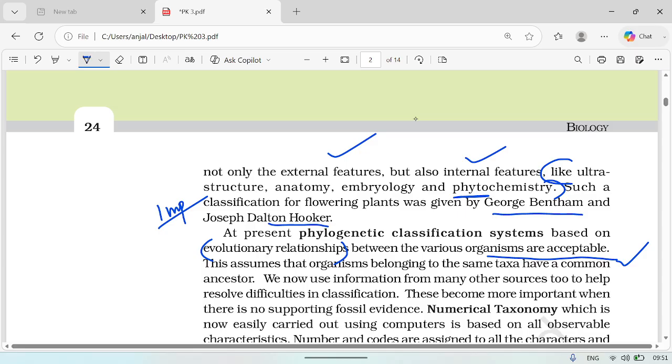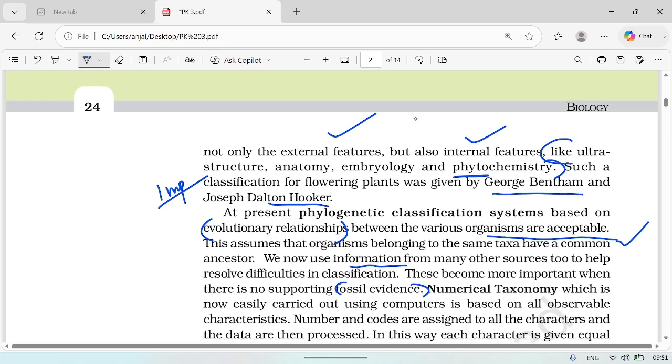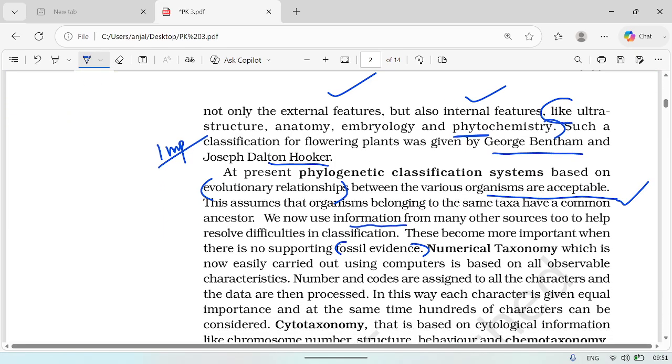And we now use information from many other sources too to help resolve difficulties in classification. These become more important when there is no supporting fossil evidence. Fossil means paleontology studies, the skeleton deposits from the ground, and in the case of plants it will be plant imprintings. And numerical taxonomy, which is now easily carried out using computers, is based on observable characteristics.